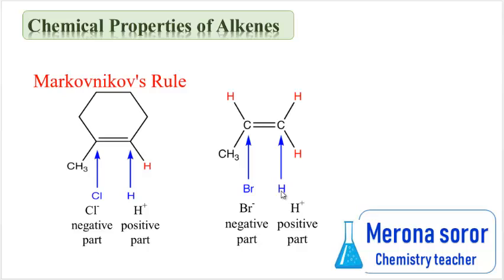In the other molecule, hydrogen bromide is added, so the bromine negative ion will connect to the carbon that has the least number of hydrogen atoms. This is the carbon atom, and the hydrogen positive ion will connect with the carbon that contains the larger number of hydrogen atoms, so it will connect with this atom.